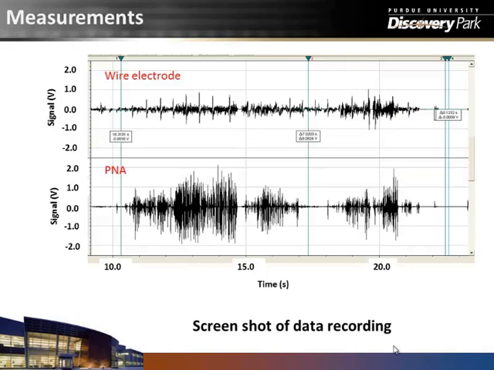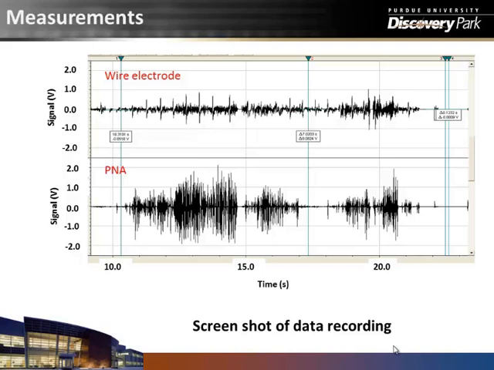Now this is a sample screenshot of data we recorded. We have time on the horizontal axis here, and on the vertical axis we have voltage amplitudes. We have 2 outputs. This is the conventional wire electrode. PNA is a planar nanoelectrode array. This is our sensor. I must clarify, this is sympathetic nervous activity, and you can see that qualitatively our sensor is much more superior to the wire electrode.